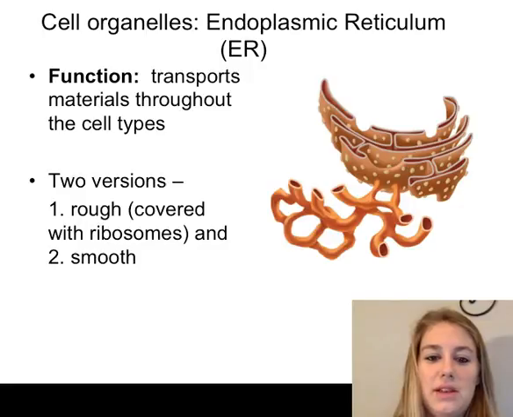The next one is endoplasmic reticulum, or ER for short, and this is going to help transport materials throughout the cell. There are two types, and you can see that here. There's rough, and then there's smooth, and you can tell just by looking which one is rough and which one's smooth. The rough ER has these little dots on them called ribosomes. They are covered in ribosomes. And the smooth has no ribosomes. It's nice and smooth.